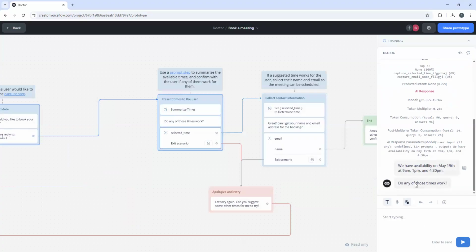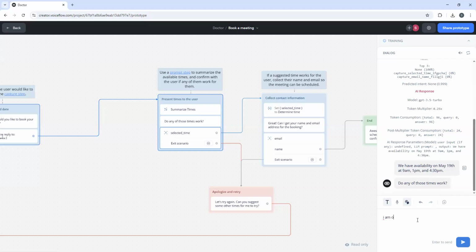Then it does something. We will come back to this. What is it doing? We see that there is a model being invoked, the GPT 3.5 turbo model, and there are some messages floating around. But it comes back with a message saying that we have availability on May 19th, 9 a.m., 1 p.m., and 4:30 p.m. Do those times work for you?